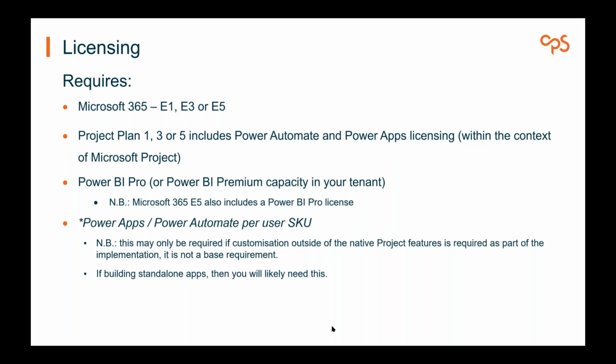And then we look at our project licensing, so Project Plan 1, 3, or 5, and from there we can interact with the Project for the web application set, and that ultimately enables us to create more bespoke interfaces and bespoke experiences based on the individual needs for Project for the web.